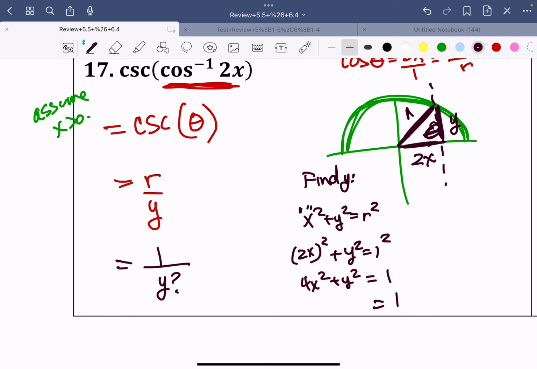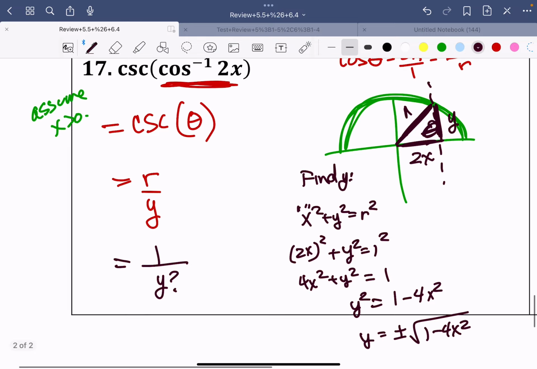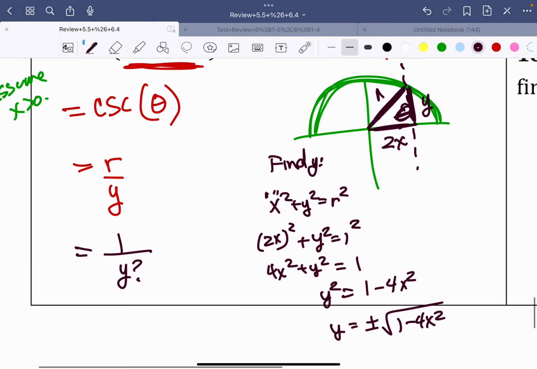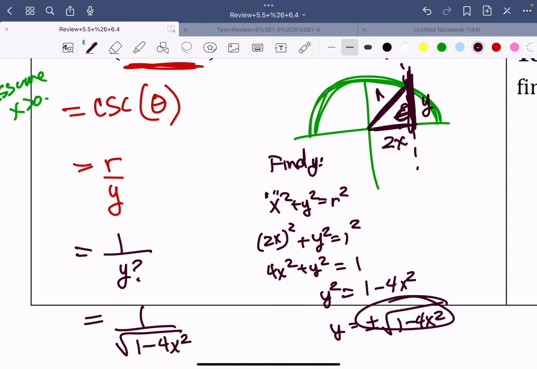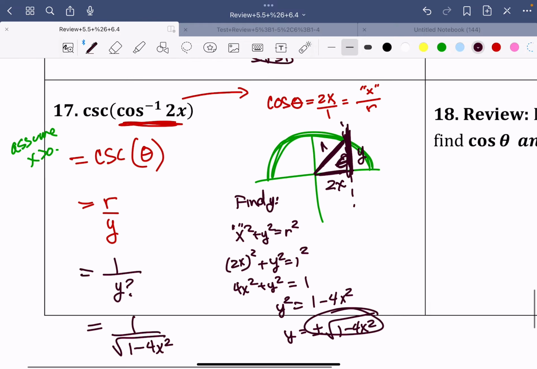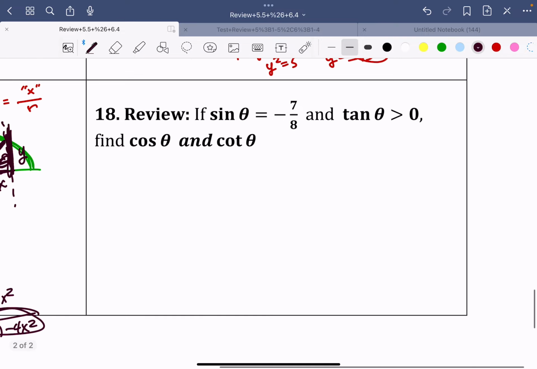So that means that 1 minus 4x squared is what y squared is. So y is plus or minus the square root of 1 minus 4x squared. Well, is it positive or negative? Well, since this y goes up and down, it is positive. So it's 1 over the square root of 1 minus 4x squared. All right. Review.